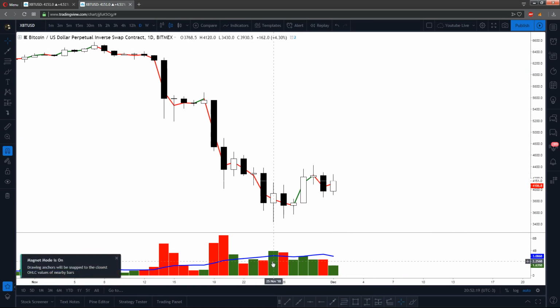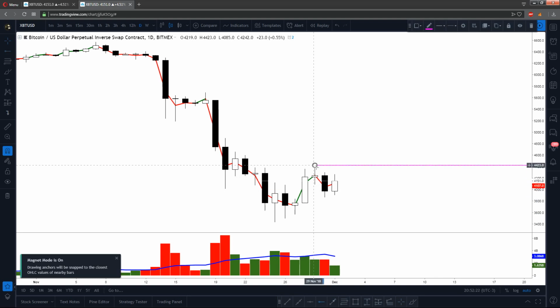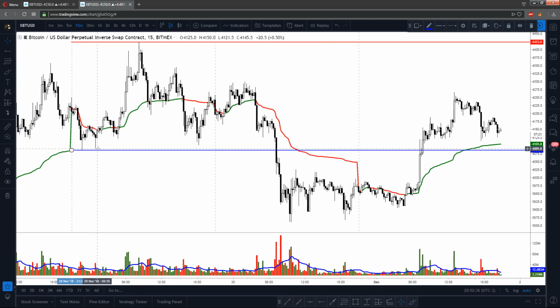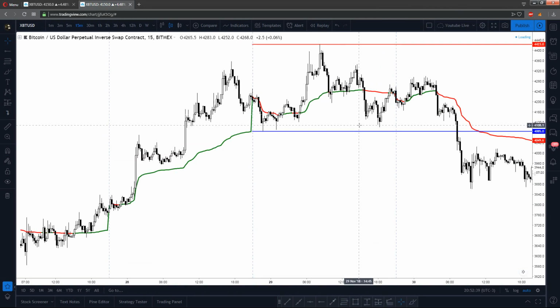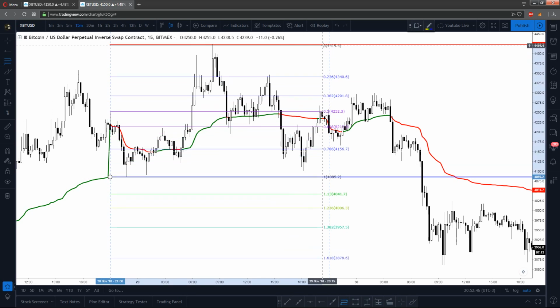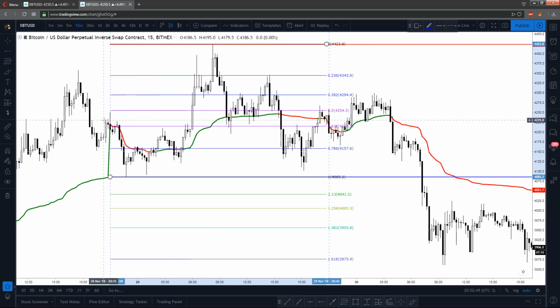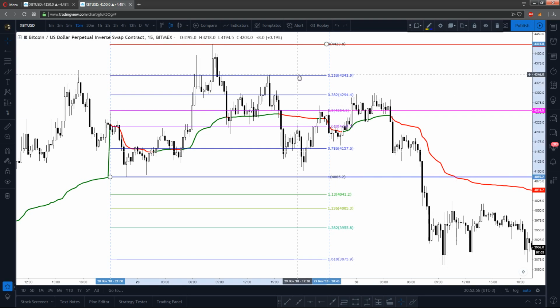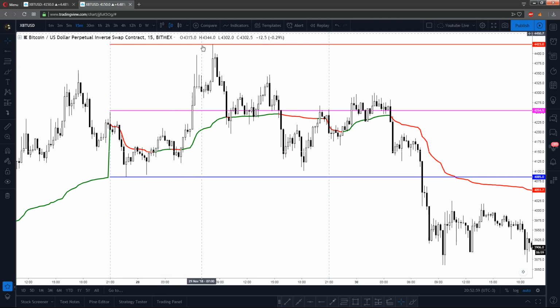So we're going to go back into magnet mode. We're going to grab the previous day's high and the previous day's low. We're going to go down to a smaller time frame, take off magnet mode, and grab the equilibrium. You can do this however you want, but I do it with a Fibonacci. It's very easy, and then just grab the 50%. So now we have yesterday's range: the highs of yesterday, the lows of yesterday, and the equilibrium.